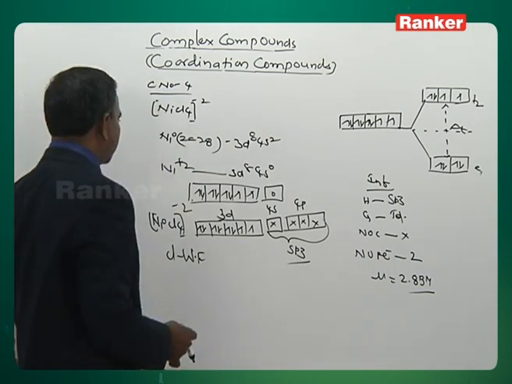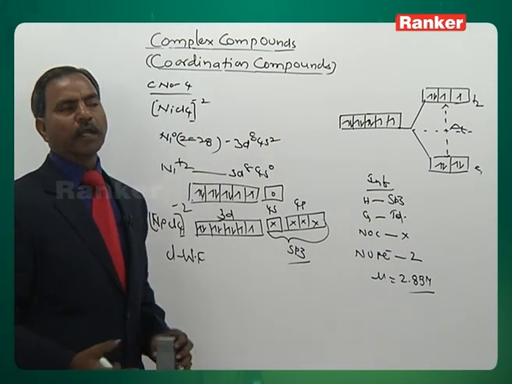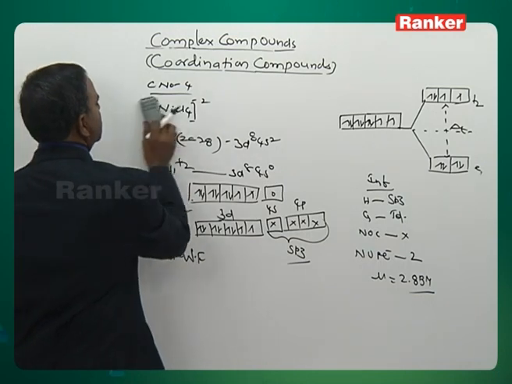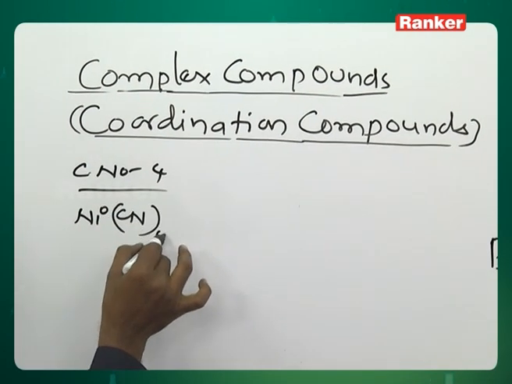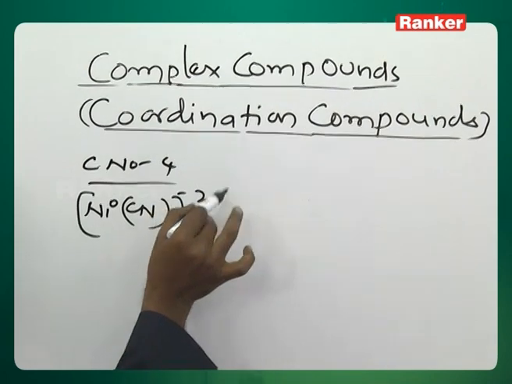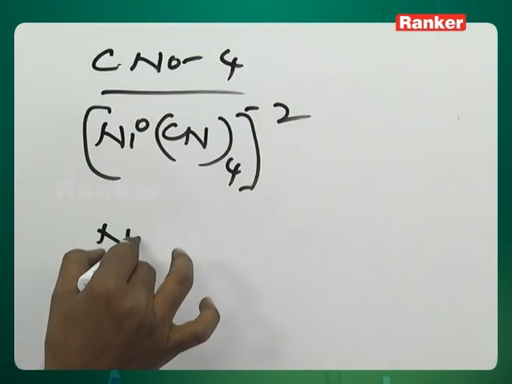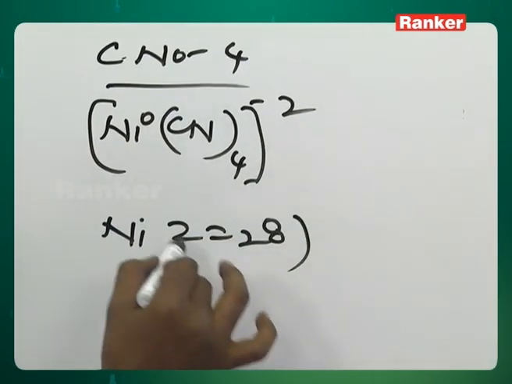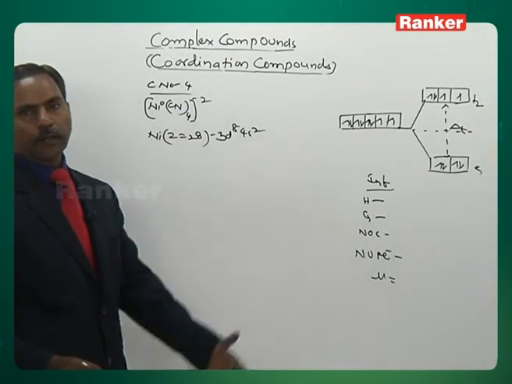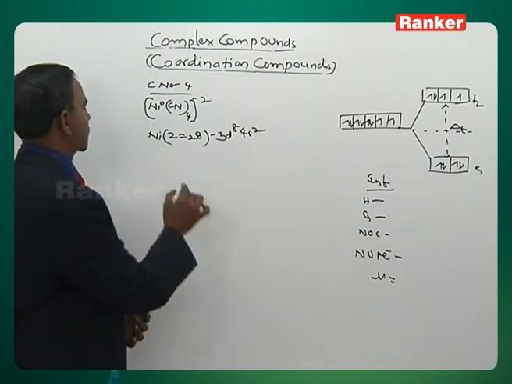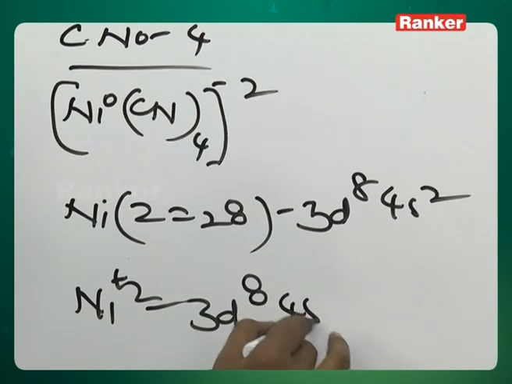Next, a similar type of complex: if it is weak field, what happens by taking a strong field ligand? Let me show one more complex with a strong field ligand. Coming to the next complex, nickel tetracyanide, [Ni(CN)4]2-. Same steps as for nickel tetrachloride. Nickel Z is equal to 28. This is 3d8 4s2. Coming to the oxidation number, it is +2. Nickel +2 is 3d8 4s0.